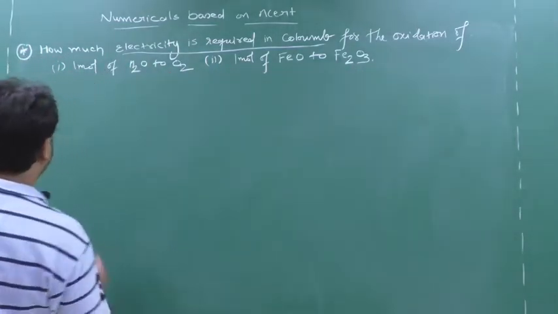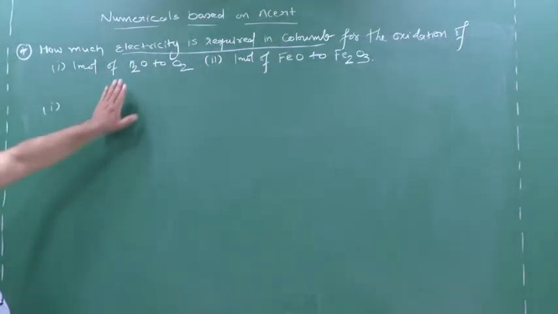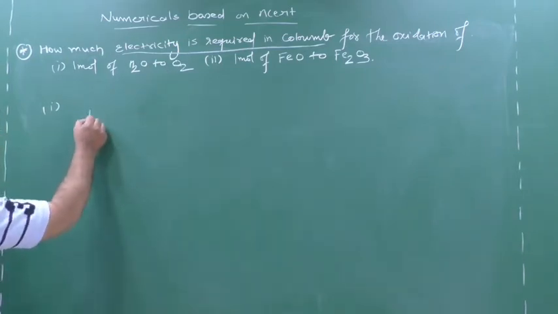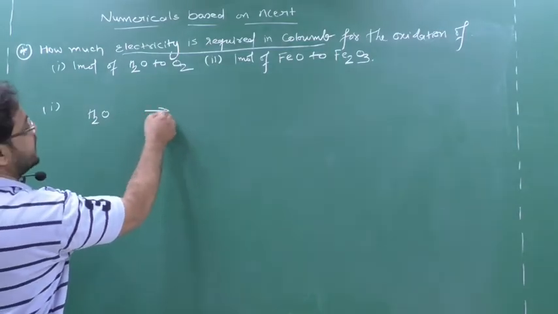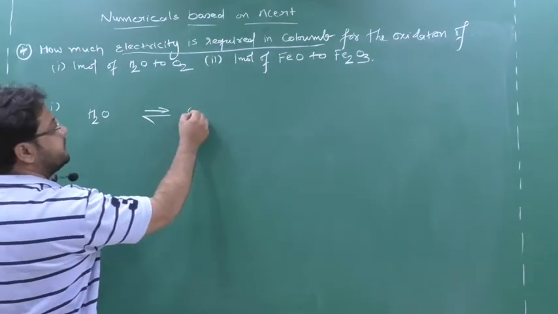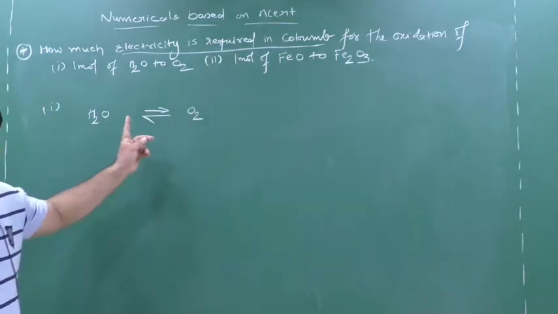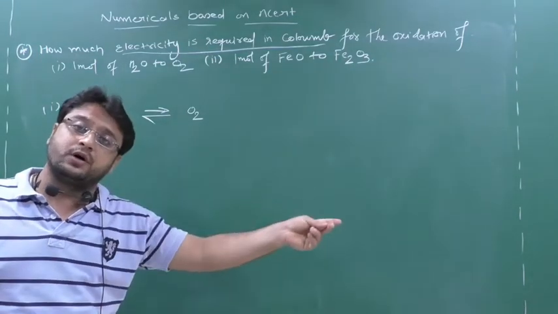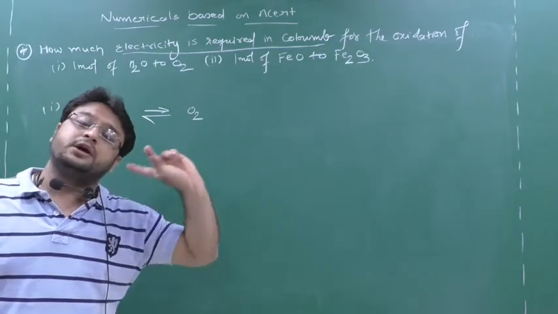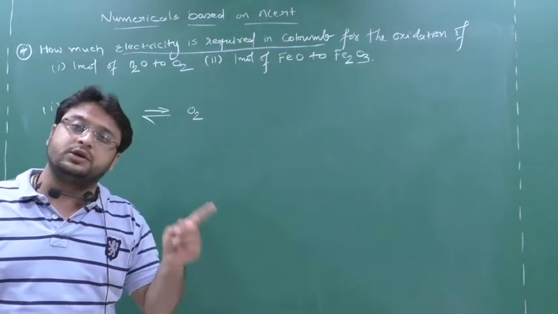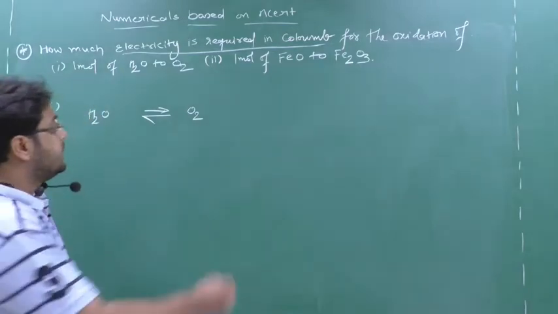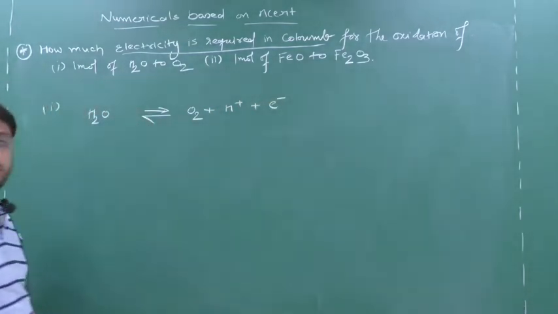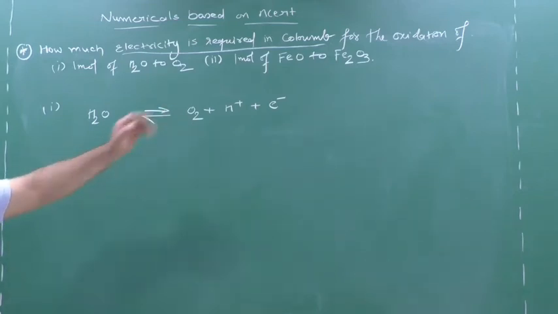So check it out here. The first compound they have given is H2O to O2, and we have to calculate for the oxidation. You know that H2O, when it undergoes oxidation, will liberate O2, and I ask you to remember this reaction: the reaction of H2O in terms of oxidation and in terms of reduction. In terms of oxidation, it liberates oxygen at the anode, with liberation of H plus and loss of electron. I hope you remember this because I have done everything in my previous sections.